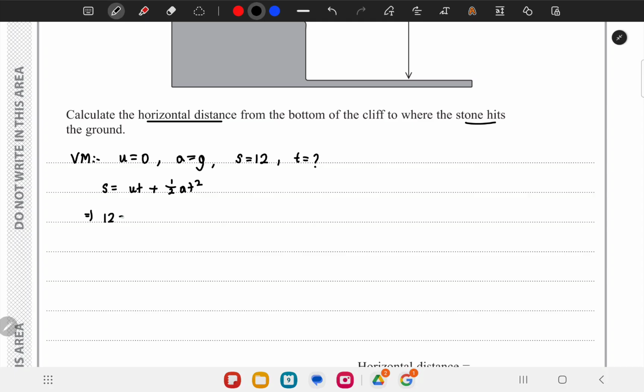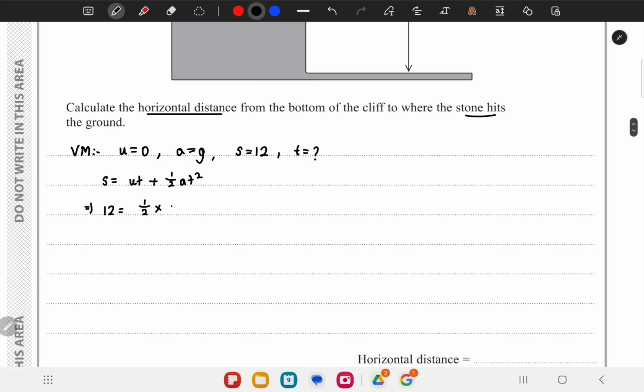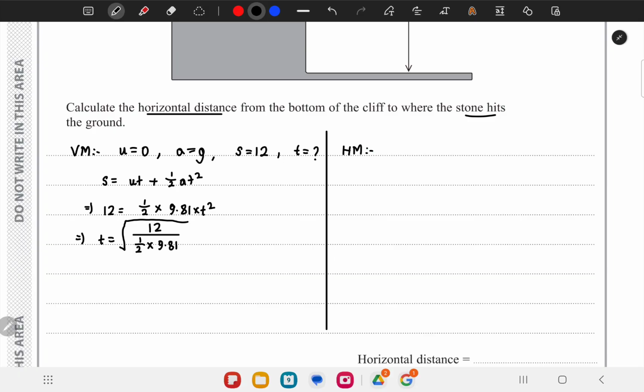So s is 12, u is 0, so this will be half into 9.81 into t square. The flight time t will come out to be root over 12 by half into 9.81. I'll keep the exact form for the next part. Now using the horizontal motion, I'll have to find the range.